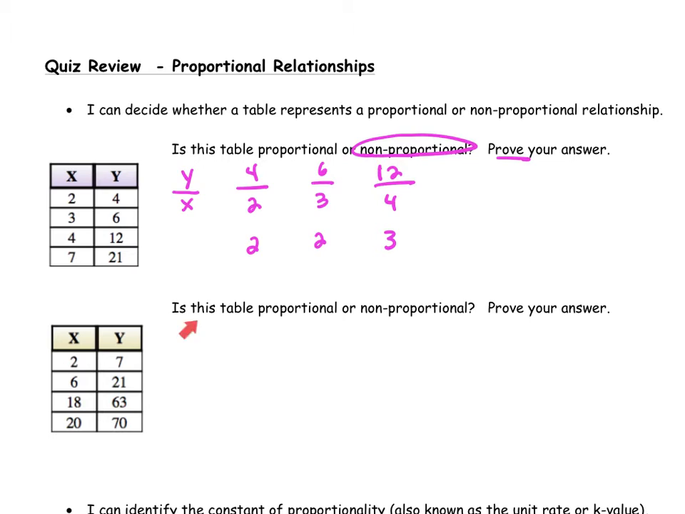So now let's try this again. Is this table proportional or non-proportional? Prove your answer. So what should we do first in order to start proving proportionality? Once again, we should take our y values over our x values. And the first one is 7 divided by 2. And on your calculator, that would give you 3.5. So I'd like you to continue, pause the video, and tell me if this is a proportional or non-proportional relationship.